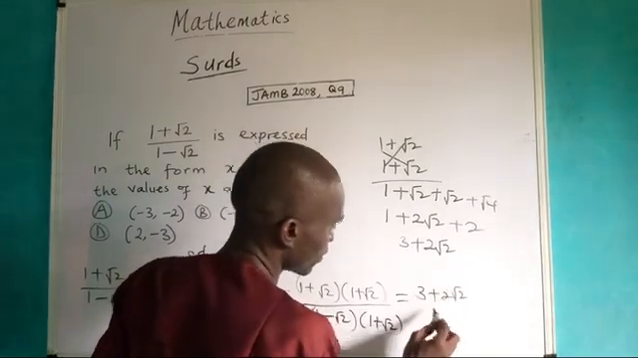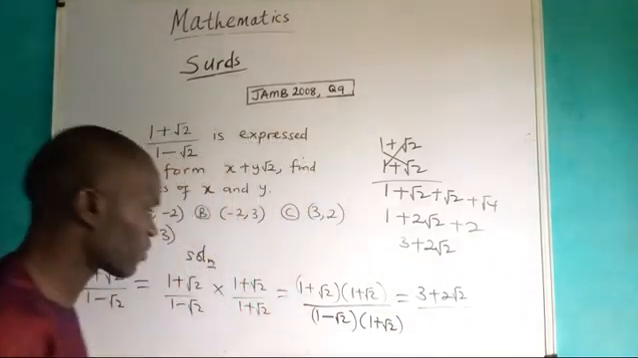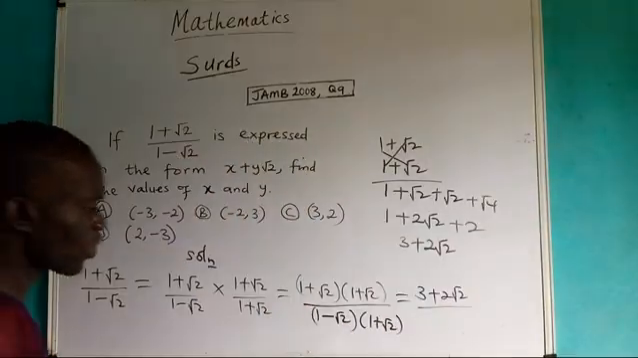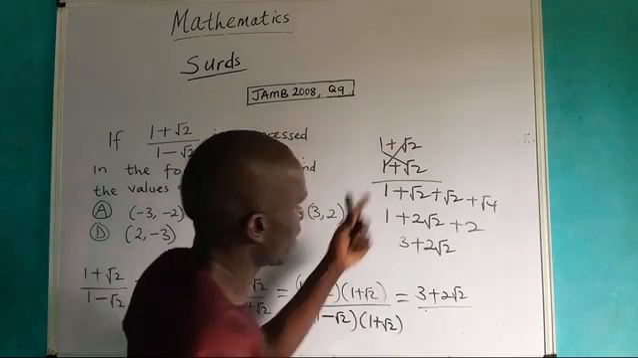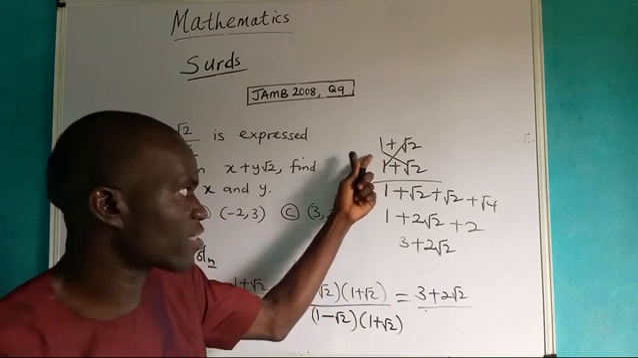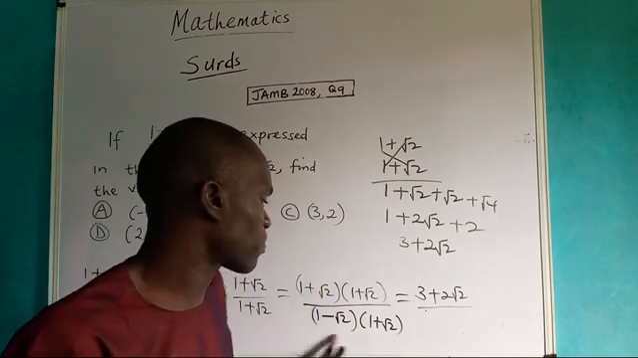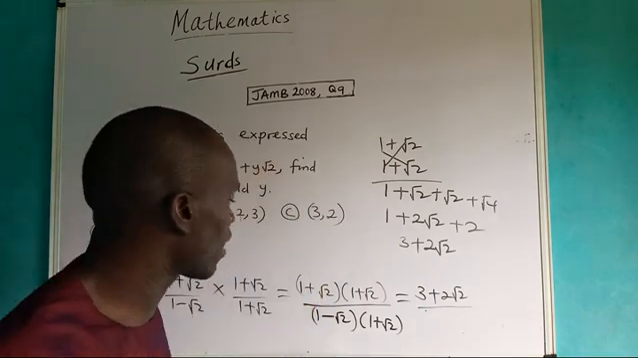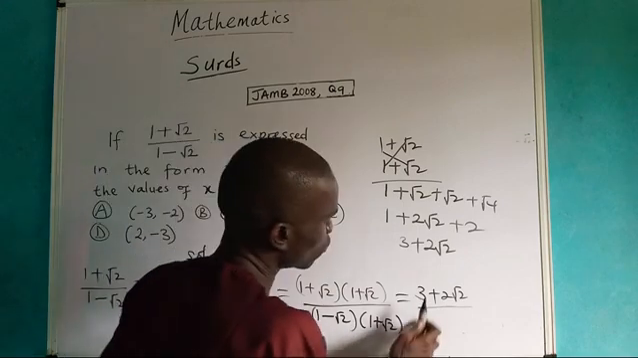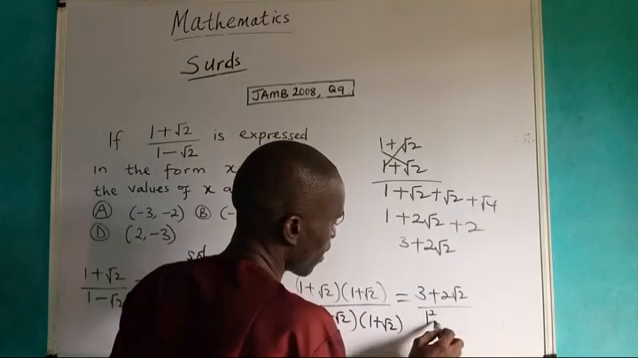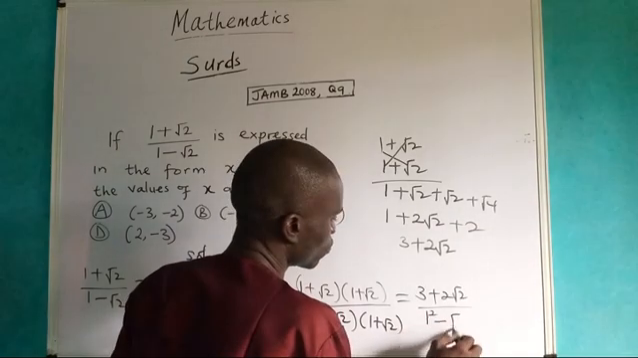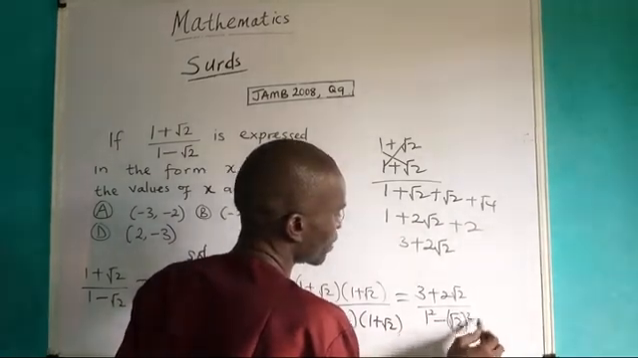Now let us see the next thing I need to do. I need to also expand the one at the denominator. The way I expand this one, the same way I also expand this very one. Now if I expand this one, I'm going to have this very result at the end. That's 1 square minus 2 square. This is what I will have at the end.